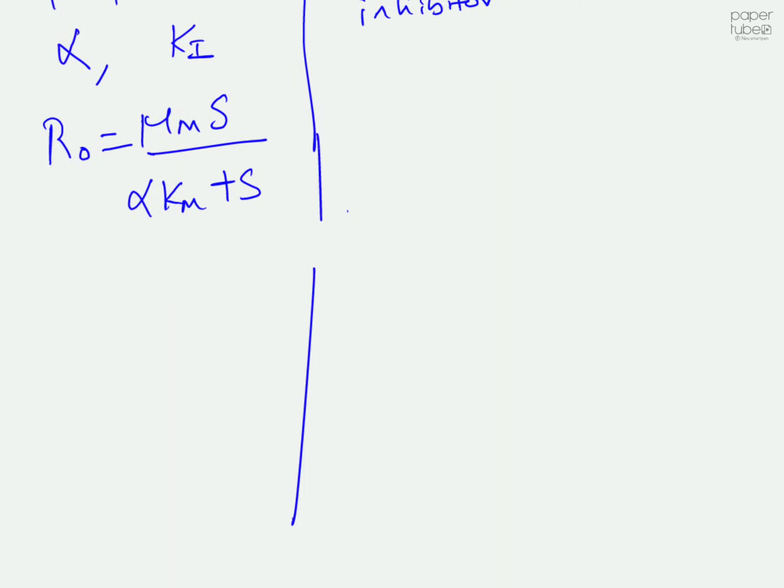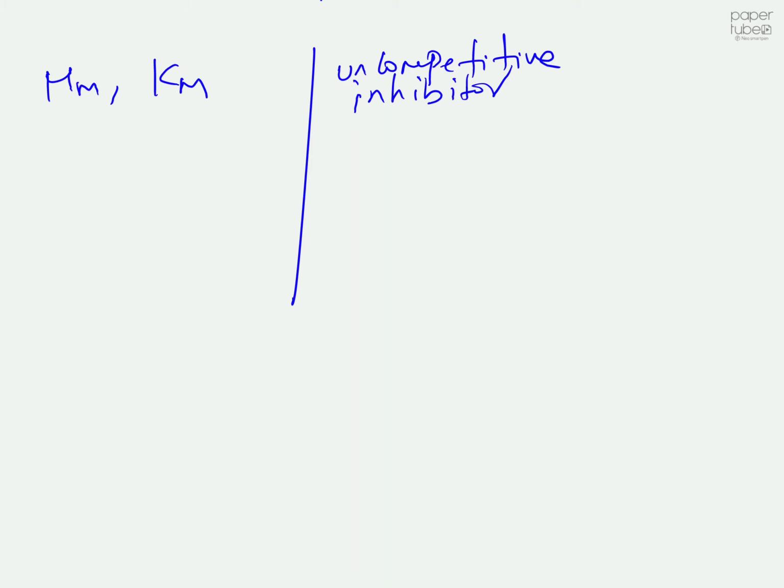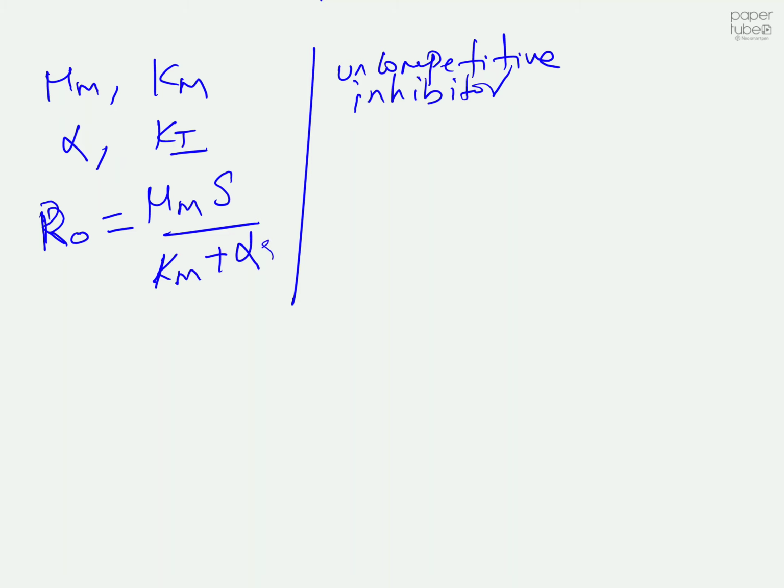And then for a uncompetitive inhibitor, how to get these parameters mu m, Km, alpha, Ki, and then we need to use this expression, which is the rate expression for uncompetitive inhibition kinetics, mu m S divided by Km, alpha multiplied by S.